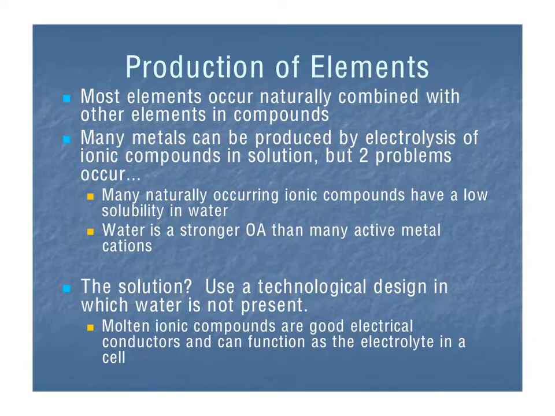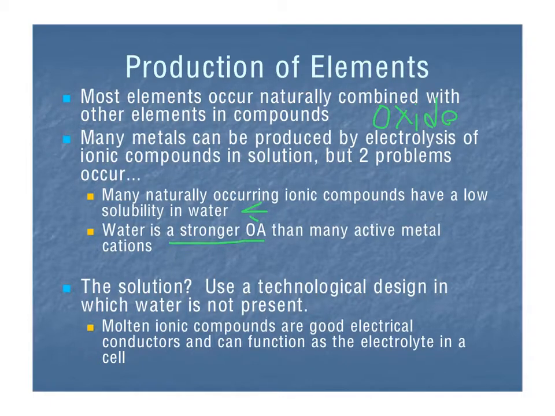Another application of electrolysis is the production of elements such as zinc and copper. Now, most of these compounds are usually found in nature as oxides with oxygen. However, we can use electrolysis to provide pure metals. However, there are two problems if we were to use an aqueous solution. Most of these metals are not very soluble in water, and water is a relatively strong oxidizing agent and will be reduced preferentially over our metal ions.